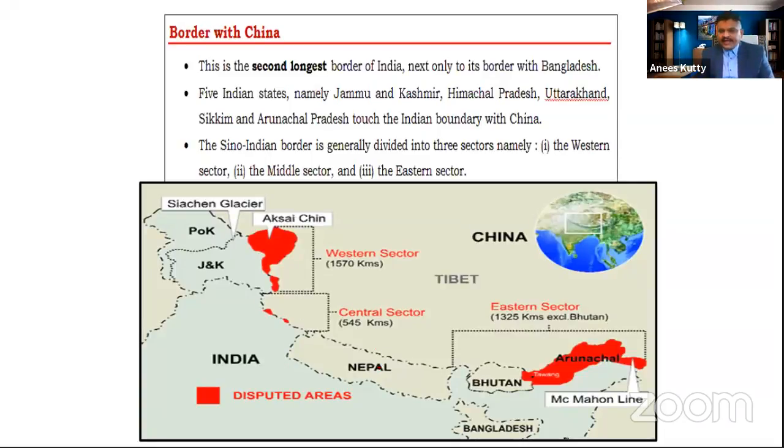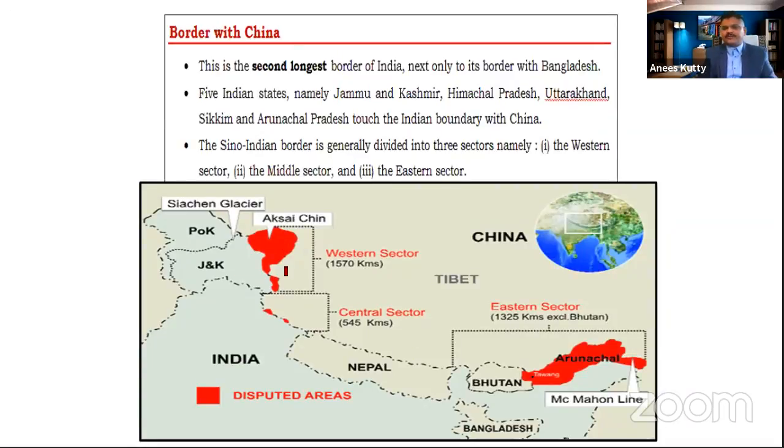Now, China has always had a claim on Arunachal Pradesh. According to this claim, China says Arunachal Pradesh is not a part of India, but that Arunachal Pradesh is southern China. Now, see where the border is. Almost we have a border.